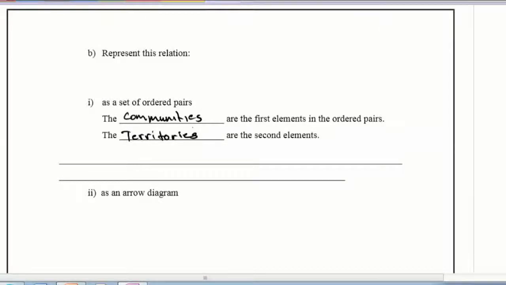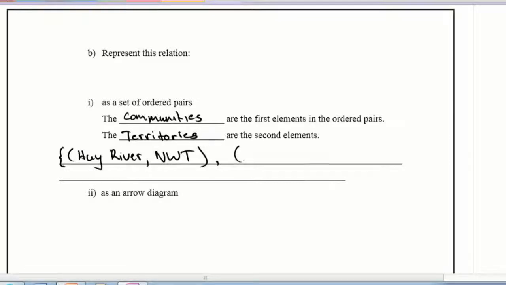So let's write our set as ordered pairs on these lines. We're going to start our set with these braces, or curvy brackets. That's how we know we're starting a set. Ordered pairs always have two things. The first thing in our ordered pair is going to be our community. So the first one was Hay River, and that was located in the Northwest Territories. So we're going to go comma, Northwest Territories. We're going to close that bracket, put a comma, and then go to our next ordered pair.